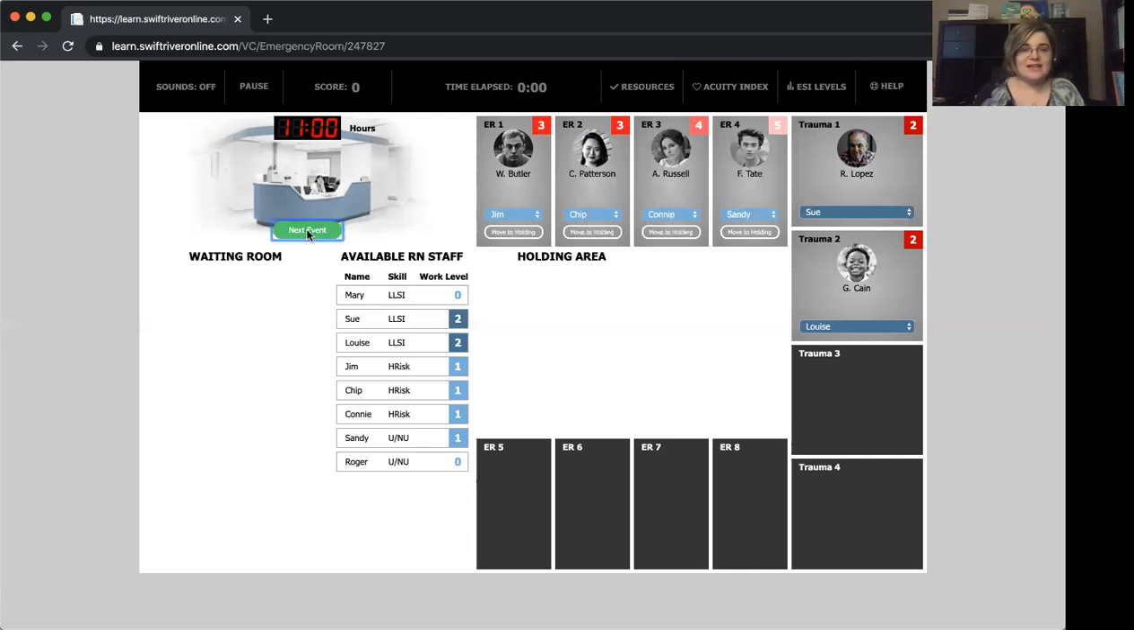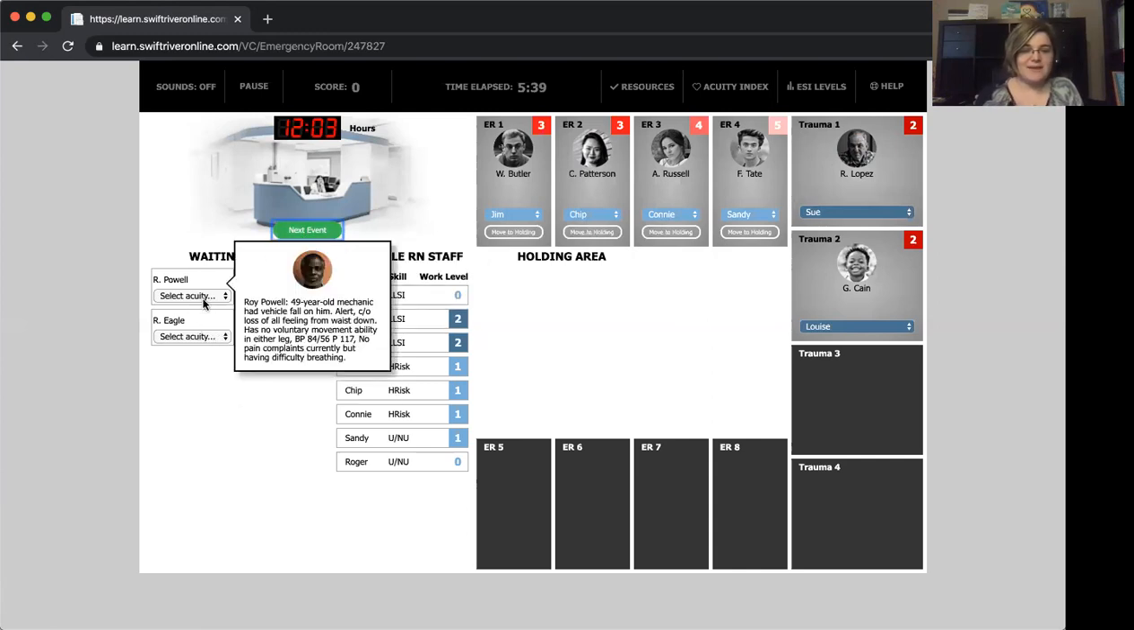So when you click next event, you will have some patients who appear. Based on the patients who appear, you're going to have to assign them an acuity level. He fell.